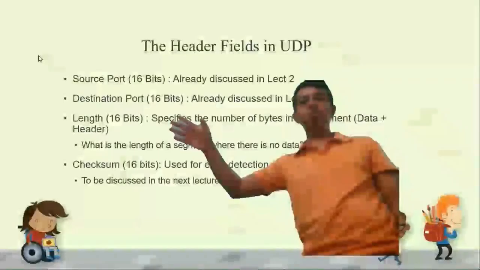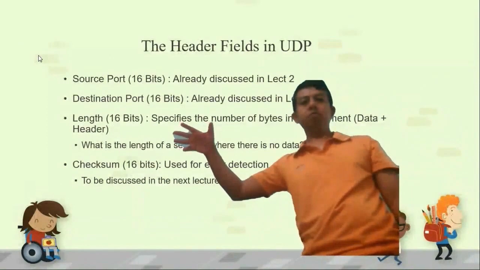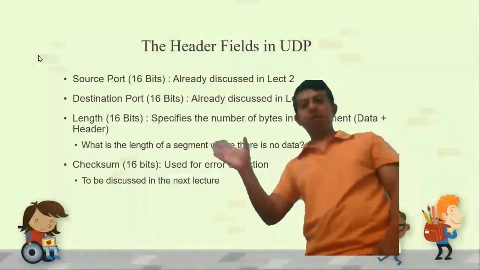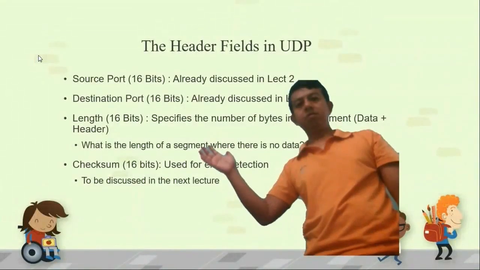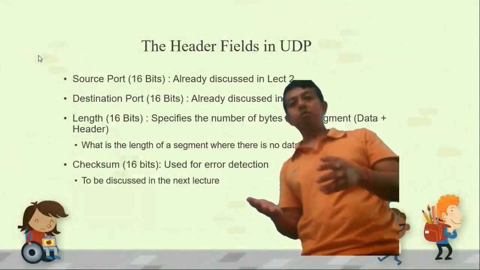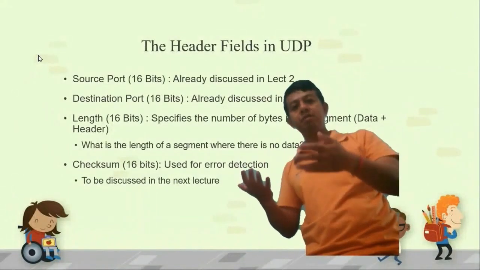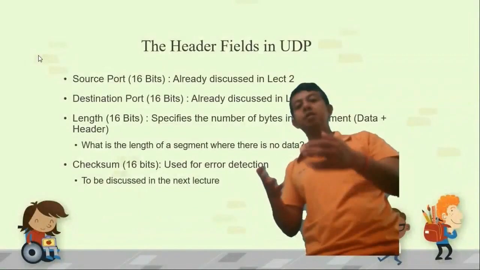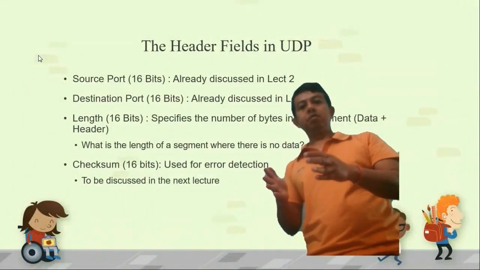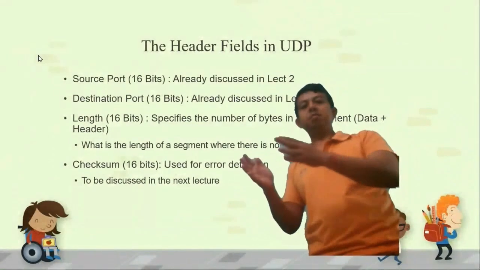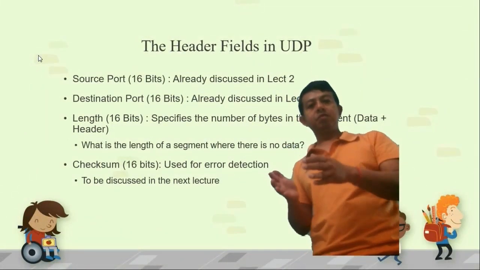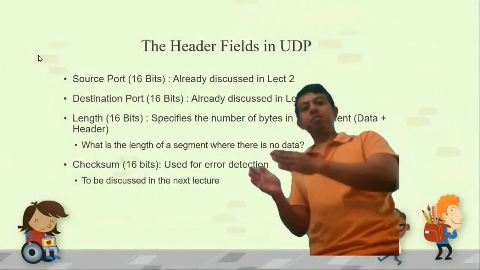Now you may be wondering, why do you want to specify the length of a UDP segment? Now remember, the data flows from the sender to the receiver one by one. First segment, second segment, third segment. How does the receiver know where the first segment ends, where the second segment starts? And that's because the segment size may not be equal. It is not necessary that every segment size would be equal. So one segment may be of 20 bytes, another segment may be of 30 bytes, another may be of 40 bytes. So the receiver has to understand where the first segment ends, where the next segment begins.